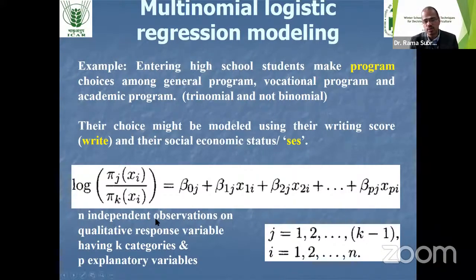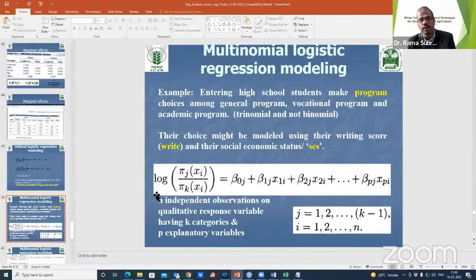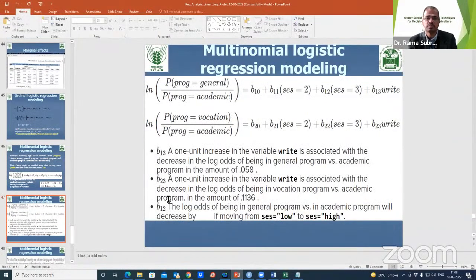So n observations will have a qualitative response variable with k categories. So that is what we have here. So we have 2 equations. Academic has been taken as the reference category. That's why it has been written in the denominator. And general and vocational are the other 2 categories. And you can see intercepts are different, slopes are also different.